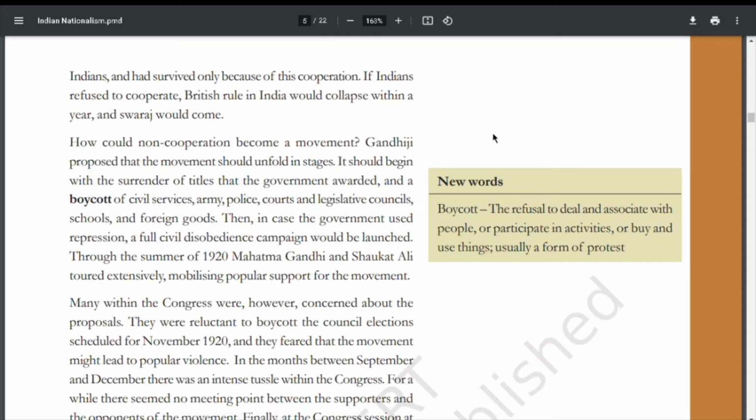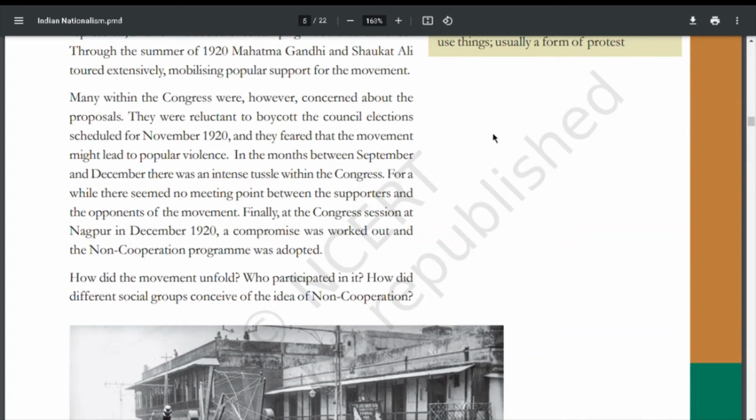Many within the Congress were, however, concerned about the proposals. They were reluctant to boycott the council elections scheduled for November 1920, and they feared that the movement might lead to popular violence. In the months between September and December, there was an intense tussle within the Congress. For a while, there seemed no meeting point between the supporters and the opponents of the movement. Finally, at the Congress session at Nagpur in December 1920, a compromise was worked out and the non-cooperation program was adopted.